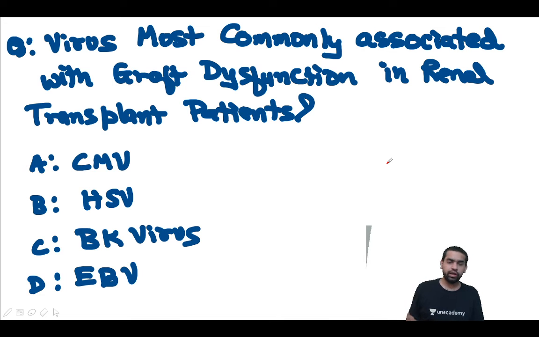Right, now let us talk about the next question for today. Virus most commonly associated with graft dysfunction in renal transplant. If you have done a renal transplant and the virus presents as a graft dysfunction, the virus most commonly associated with it is which? Is it cytomegalovirus, herpes simplex virus, BK virus, or Epstein-Barr virus? What do you think is the answer?